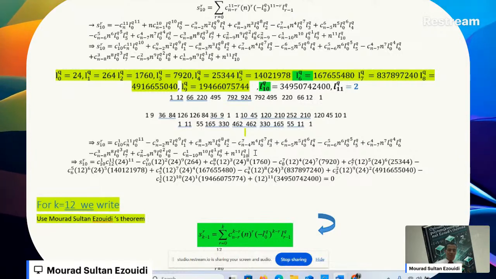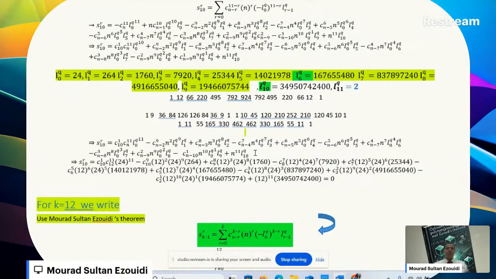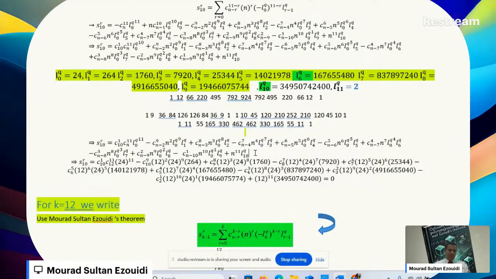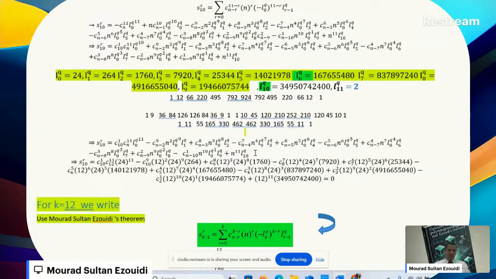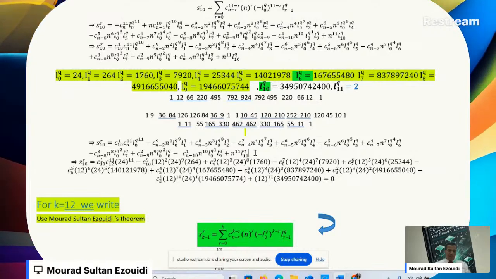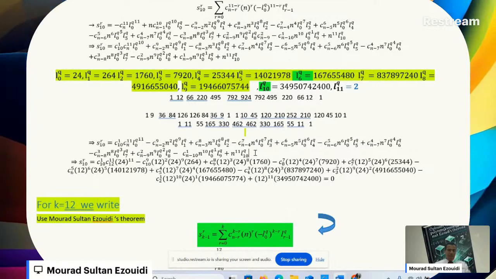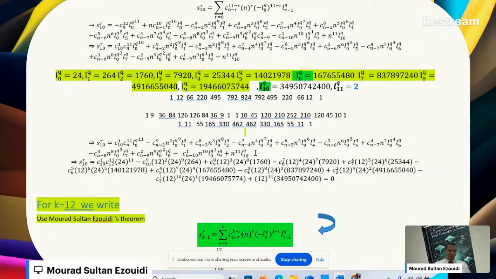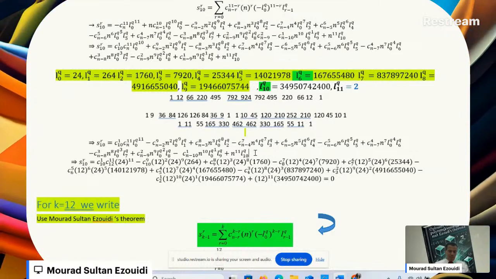Okay, we continue with all that. With all that here, we are going to solve this nth degree equation, which means the 12 degree equation.